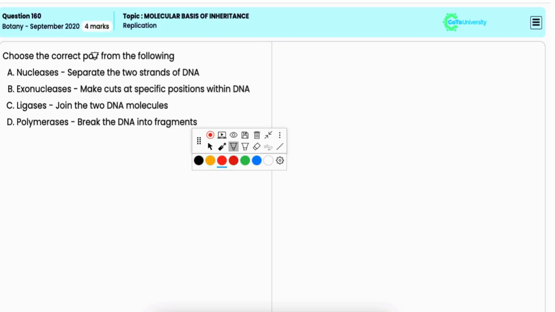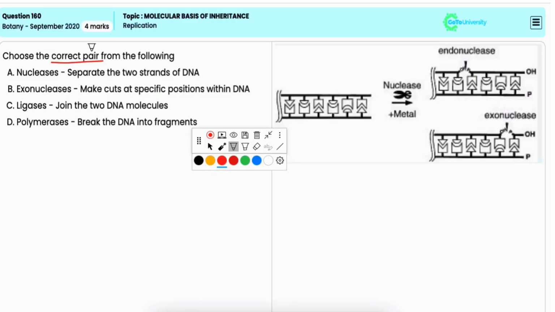Question: you have to point out the correct pair from the following. Option A, nucleases separate the two strands of DNA. This is incorrect. Nucleases are enzymes that cut or degrade DNA or RNA, that is nucleic acids, by breaking the phosphodiester bonds, but they do not separate DNA strands.